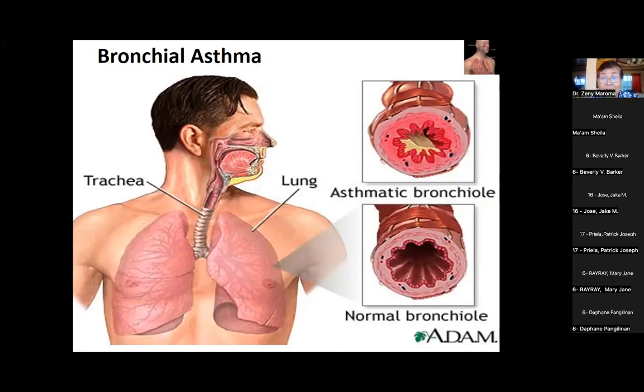What is the cause of airway obstruction? Ayan, namamaga. There's bronchial edema. Okay, so there is bronchial edema and there's increase in mucus secretion. Paano naman makadaan dyan yung hangin?